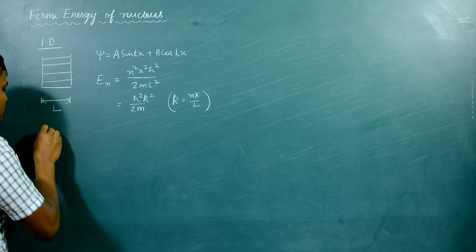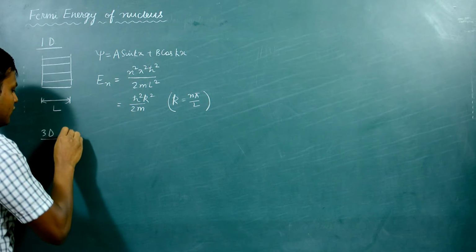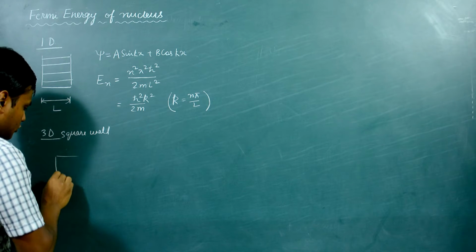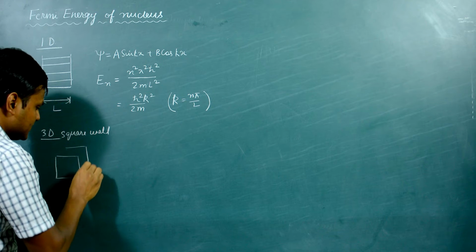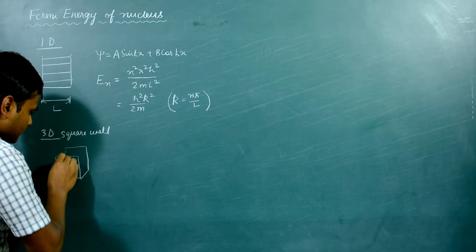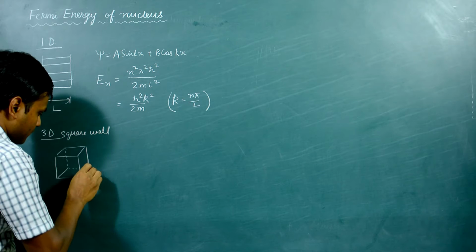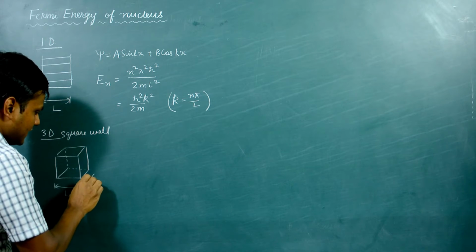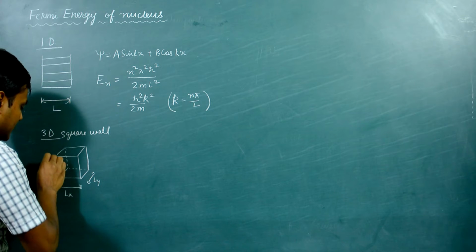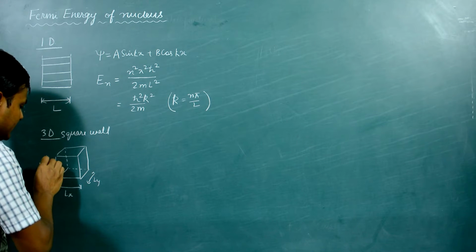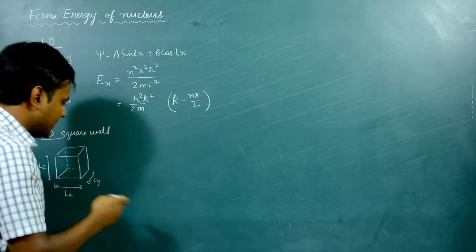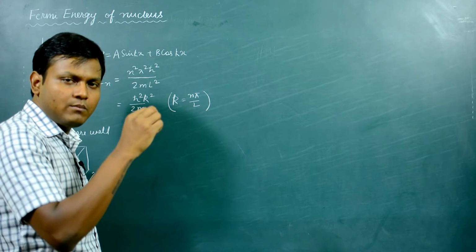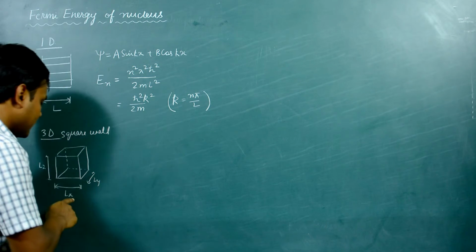Similarly, for a three-dimensional square well potential, you have a potential structure which exists in three-dimensional space. Let's suppose the square well potential has lengths Lx, Ly, and Lz along the axes x, y, z respectively. Let's suppose this potential well in three dimensions does not have the same length in all the axes. They are Lx, Ly, and Lz.